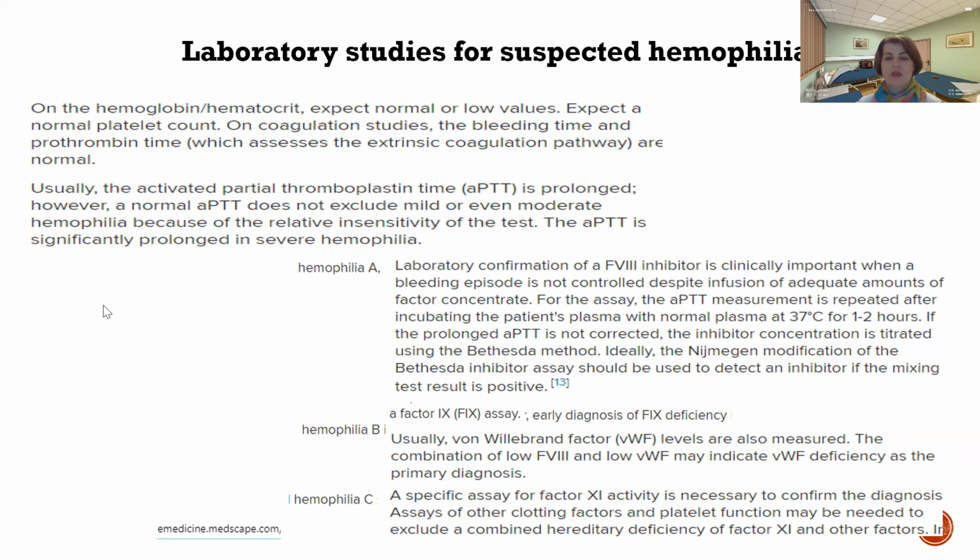Usually von Willebrand factor levels are also measured, and the combination of low von Willebrand factor and low levels of factor 8 may indicate von Willebrand disease as the primary diagnosis. For hemophilia C, a specific assay for factor 11 activity is necessary to confirm the diagnosis. Assays of other clotting factors and platelet function may be needed to exclude combined hereditary deficiency of factor 11 or other factors.